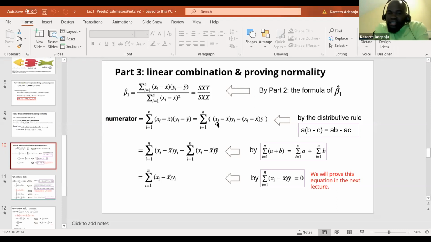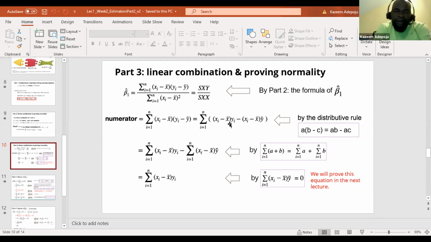If we have this using the distributive rule, you can see that in high school, when I have a into b minus c, if I want to use a to multiply, it's going to be ab minus ac. That's exactly what we have done here. Our a is xi minus x bar. Can you see that now? And that's what you use, so you can see how we come about that one.